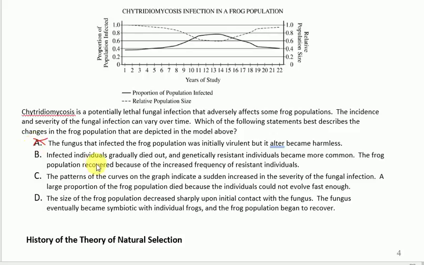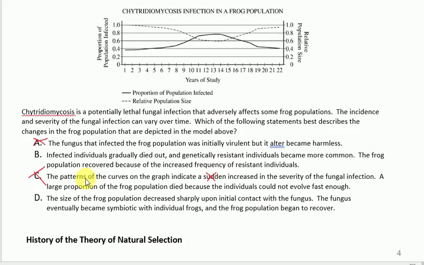That's a possibility. C, the patterns of the curves on the graph indicate a sudden increase in the severity of the fungal infection. A large proportion of the population died because they could not evolve fast enough. Well, it says sudden, and we know that this is spanning out over a 22 year period, so it's not sudden. We're going to get rid of that one.